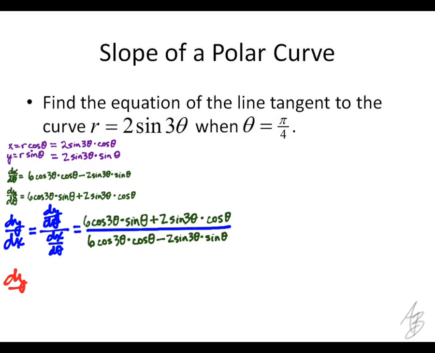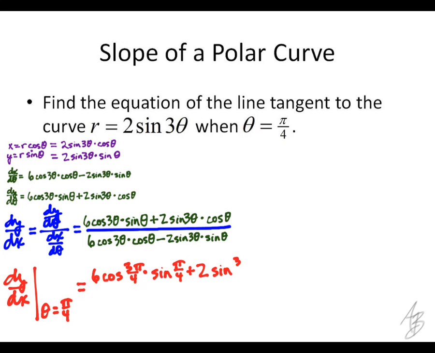So dy/dx when theta equals pi over 4 is going to equal 6 times the cosine of what? 3 pi over 4, times the sine of pi over 4, plus 2 times the sine of 3 pi over 4 times the cosine of pi over 4, right? So that's your numerator.